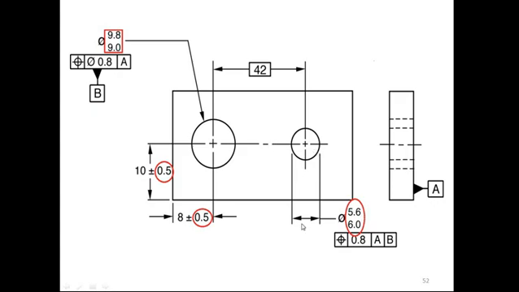Within this, the diameter of the circle is required, and the position is also defined as 0.8 with respect to A and B. The center of these circles must be within 0.8 with respect to B and with respect to A. So this is the meaning of these symbols.